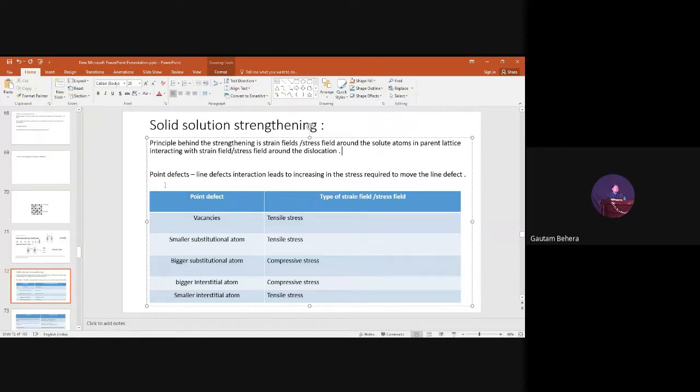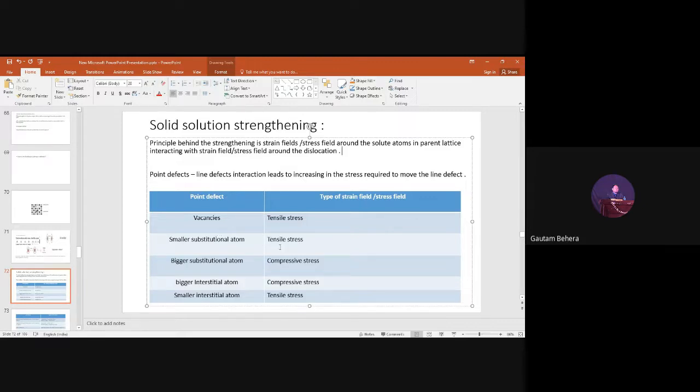Around the point defect, we have certain strain fields or stress fields, and around the dislocations, we have certain strain fields or stress fields. So these stress fields or strain fields will interact with each other, right? I have already written over here. You can see vacancy is a point defect, substitutional atom is a point defect, interstitial atom is a point defect, right? So point defects will start interacting with the dislocations.